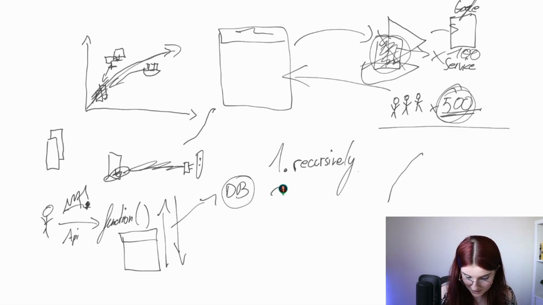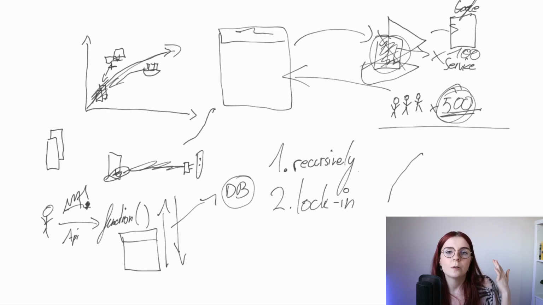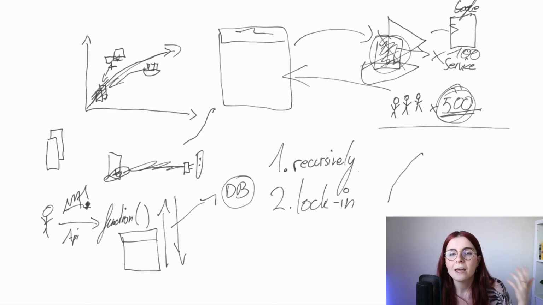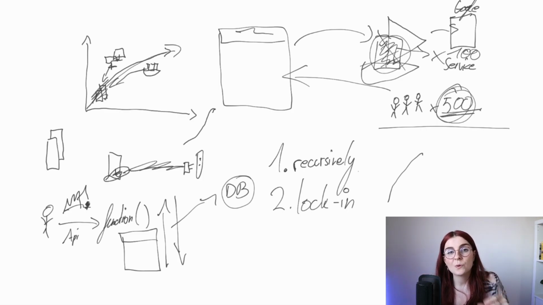Now the second one is lock-in. One of the really popular tools is Lambda, serverless functions on AWS. If you're using functions from one vendor, you will or might have problems switching to a different vendor, using the serverless functions provided by Google Cloud, right? So you should be careful about being locked in to your environment and not being able to change.